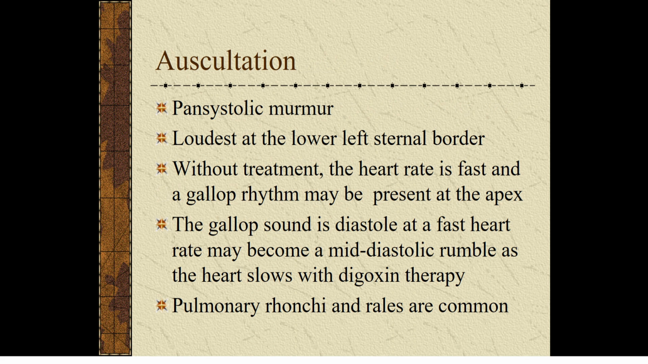On auscultation, there is a pansystolic murmur, loudest at the lower left sternal border. Without treatment, the heart rate is fast and a gallop rhythm may be present at the apex. The diastolic gallop sound at a fast heart rate may become a mid-diastolic rumble as the heart slows with digoxin therapy. Pulmonary rhonchi and rales are common.